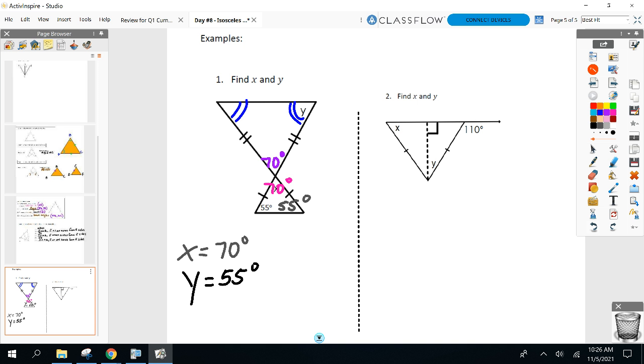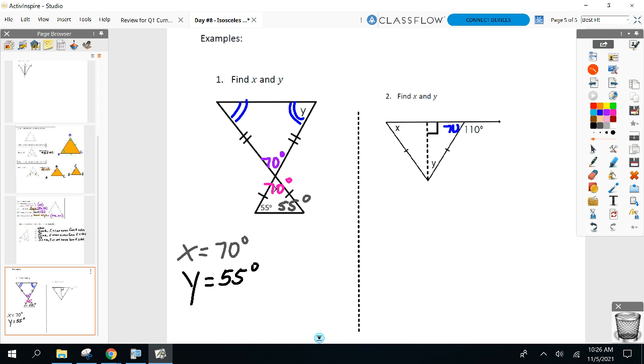I don't know, I didn't get that. Okay, do you remember what these two add up to at all? They're right next to each other, they form a straight line. 100. What do straight lines measure? 180 degrees. So if that's 110, this is going to be 70. Everybody good here? All right.